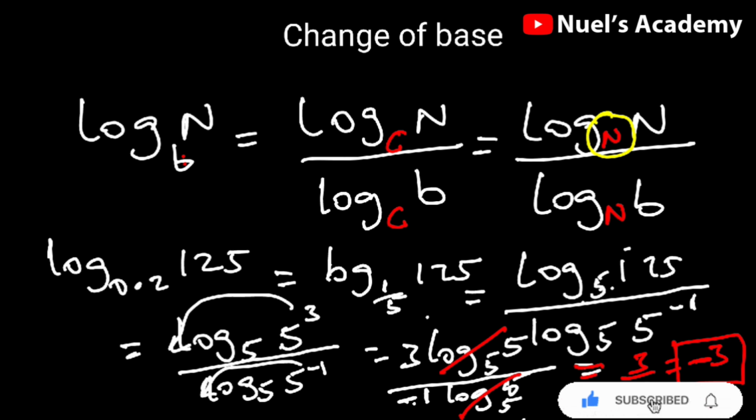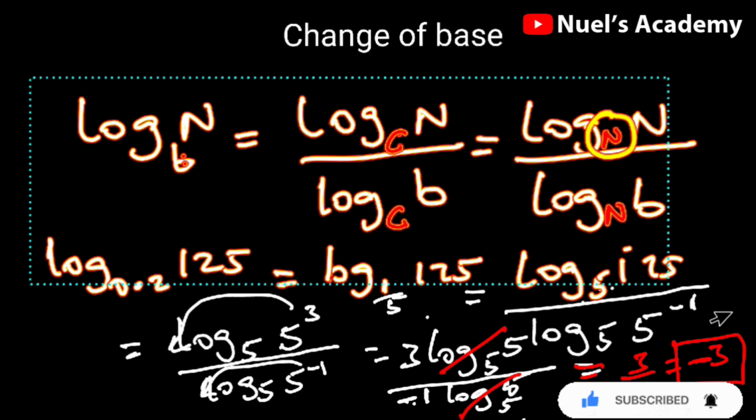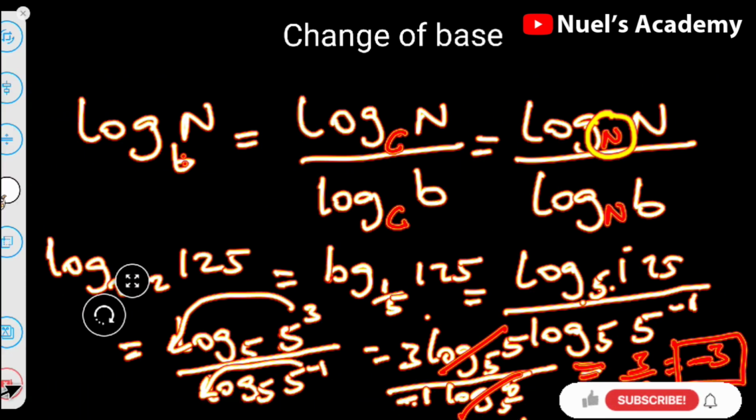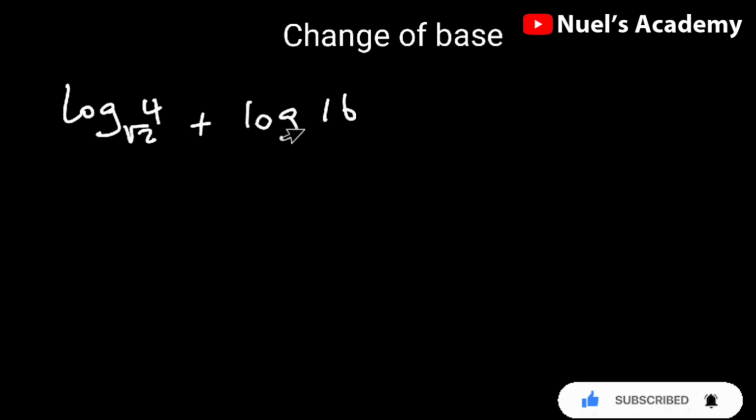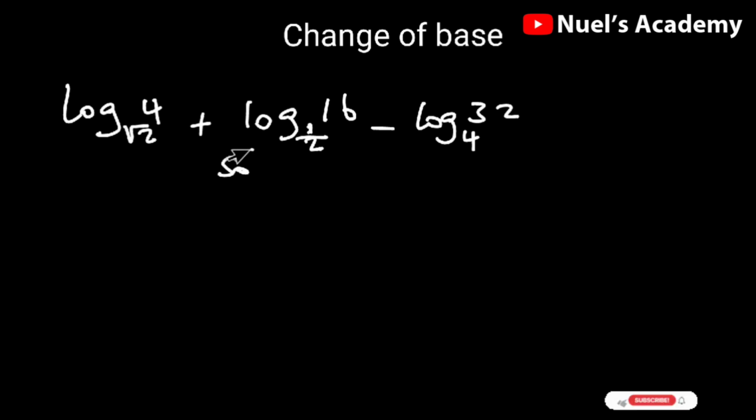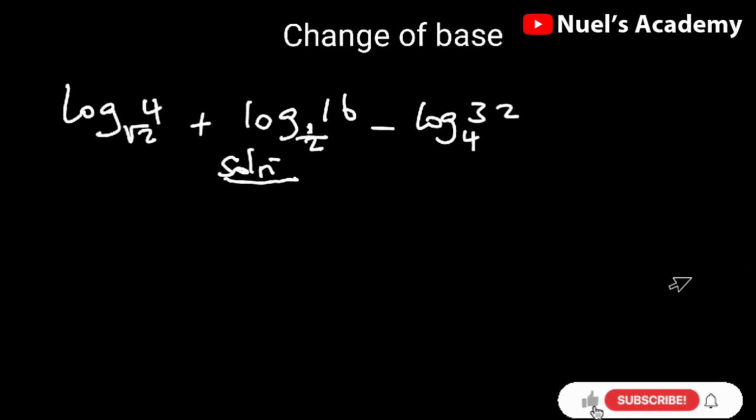Let's go ahead and solve other numerical examples. So we are given log 4 base root 2 plus log 16 base 1 over 2, which is half, minus log 32 base 4. I am asked to evaluate this logarithm without using tables or calculators. So how are we going to solve it? Solution.